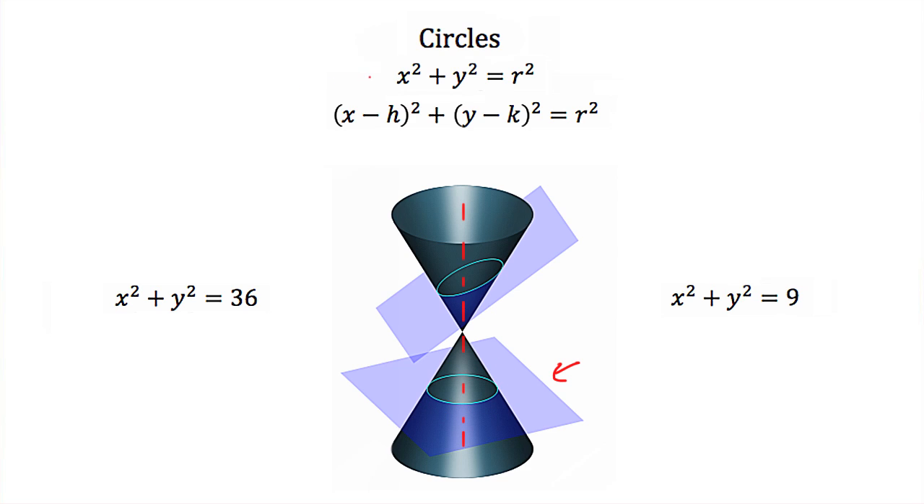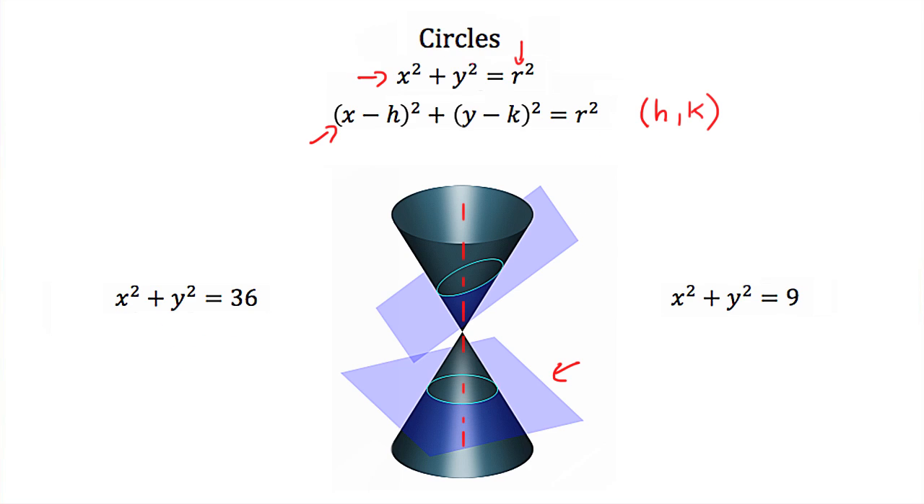Now, the standard form for a circle is x squared plus y squared is equal to r squared. But this standard form assumes that the center of your circle is at the origin. If the center of your circle is not at the origin, it's at some other point, then you use the standard form of a circle where (x minus h) squared plus (y minus k) squared is equal to r squared. This equation assumes that the center of your circle is at the point (h, k). Now r is just some constant that describes the size of your circle.